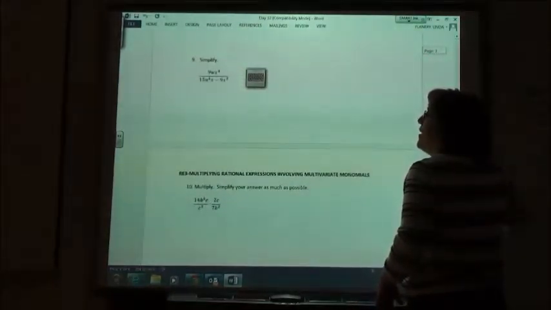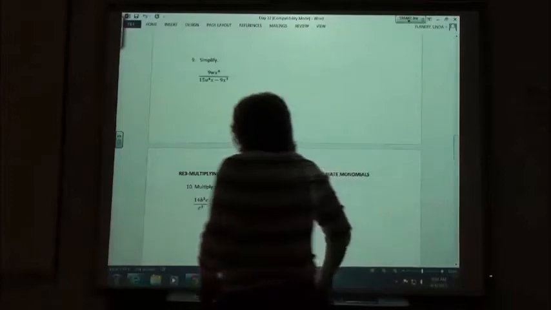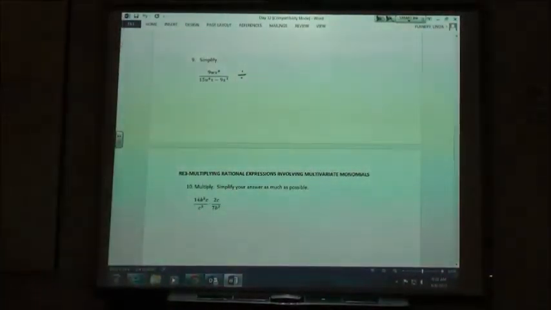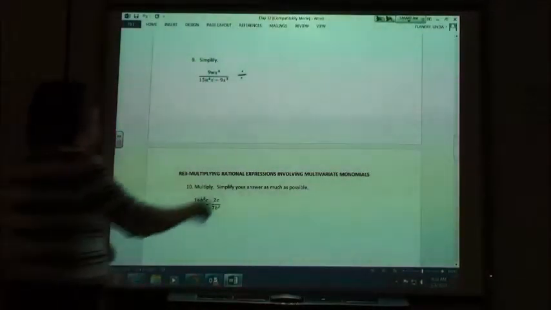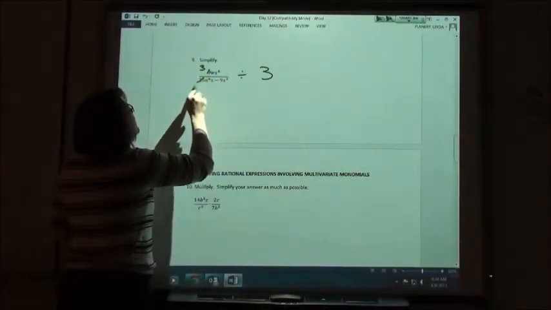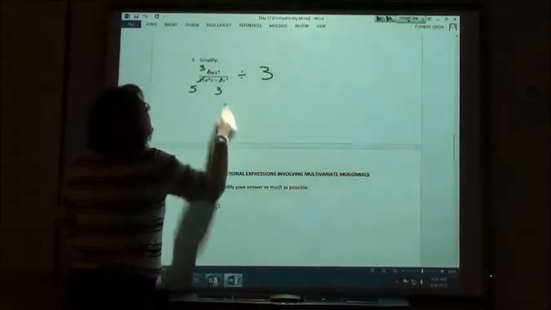So number 9, I'm going to simplify that. What can I divide out of 9, 15, and 9? 3 again. So, I'm going to divide that. I get 3. Here I'm going to get 5. And here I'm going to get 3.